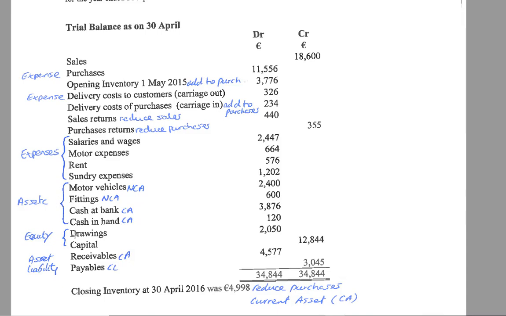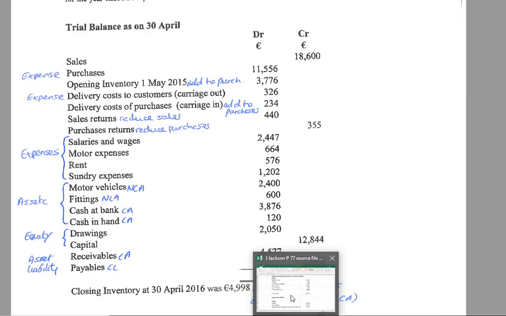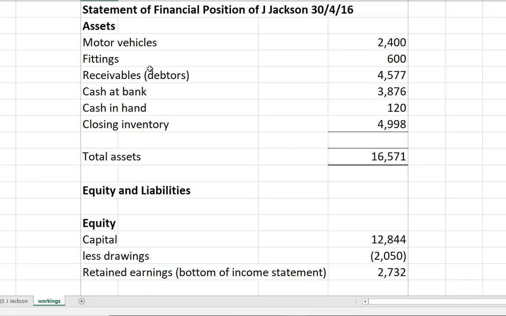Our equity is the investment by the owner in the business, so capital, money invested at the start. Drawings reduces equity, reduces capital, so in equity we'll have capital, 12,844 minus 2,050, plus any profit that we calculated in the statement of profit and loss. And then liabilities get added to equity, and we've only one liability, which is payables. And a simplified statement of financial position is here.